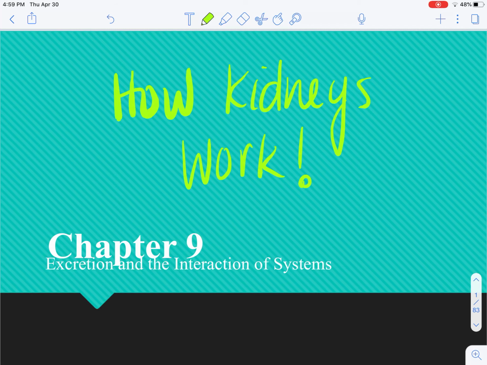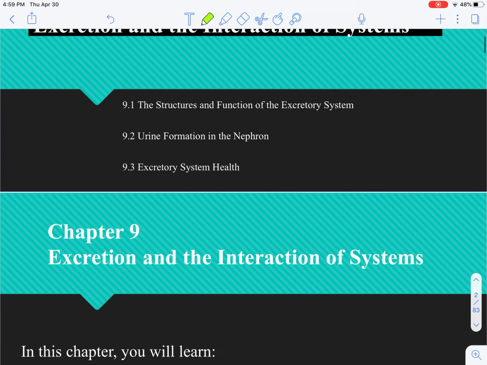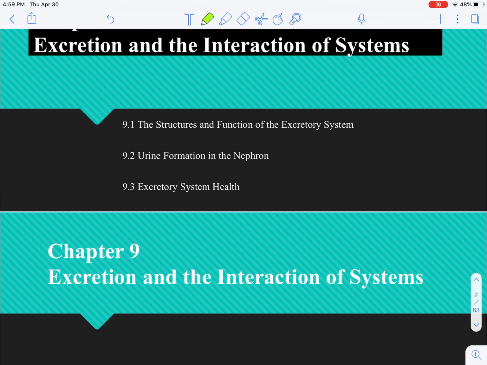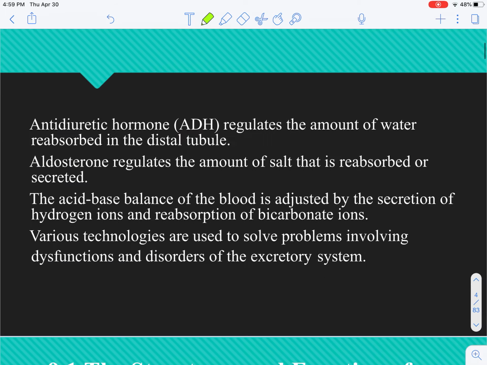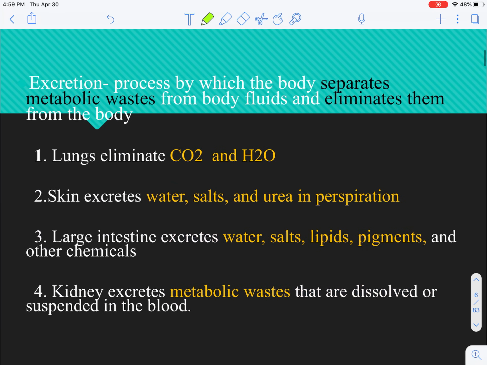Hi, Bio20s. Today, Chapter 9, we're going to start with the structure of the excretory system, which is basically how your kidneys function to clean your blood. And there are 3 short topics in the excretory system, so I'm pretty confident we can cover these 3 topics this week.